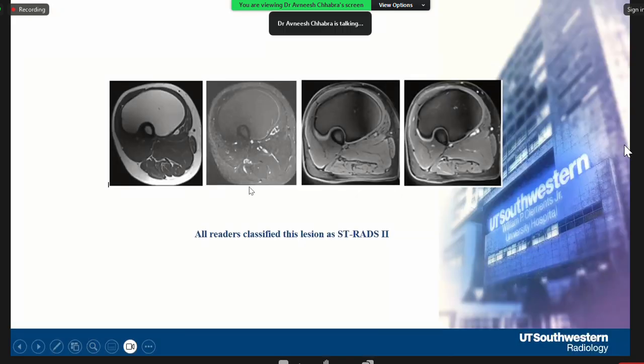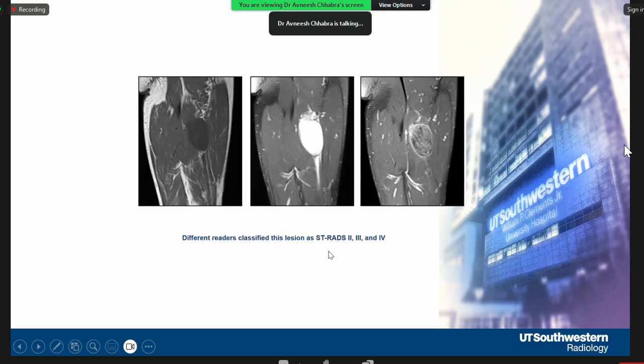So here is a case where you can see it's very fatty, it suppresses on the fat suppression, it has pre-contrast, post-contrast, no enhancement at all. I mean, one vessel or something is enhancing. So this is a classic lipoma, no matter what the size is, right? So all readers called it 2.